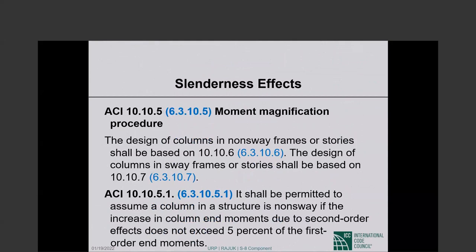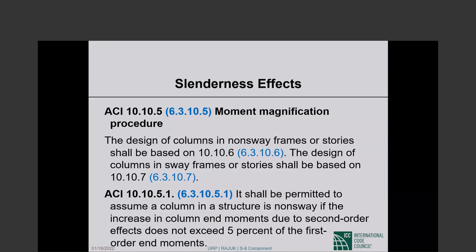Okay, so that was 10-10-4. You do an elastic second order analysis, and the stiffnesses that you will use in that second order analysis are given. Okay. So the results of the analysis will reflect the slenderness effects.